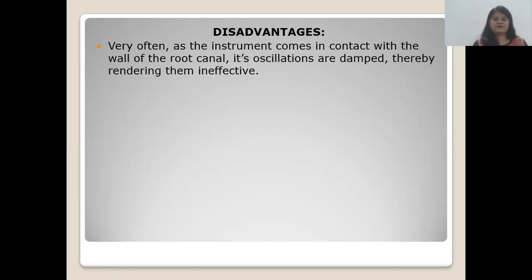A disadvantage of these is that very often an instrument comes in contact with the wall of the root canal as it oscillates. The oscillations are dampened, thereby rendering them ineffective. So if the ultrasonics need to be effective, the instrument needs to be not in contact with the root canal wall.